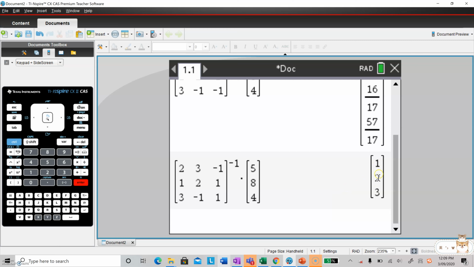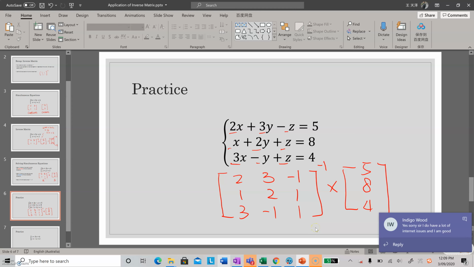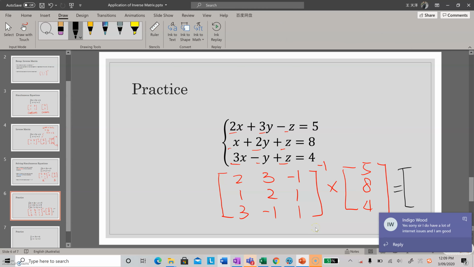I mean, not always having the integer solution, but many questions are well designed. So if you have a whole number, it is more likely to be the answer. Doesn't mean this is wrong, it just means double check. Okay, so our result for that is a matrix that says 1, 2, and 3.